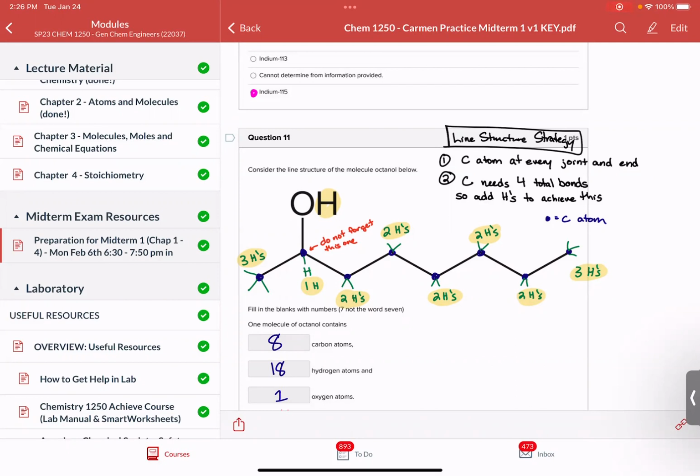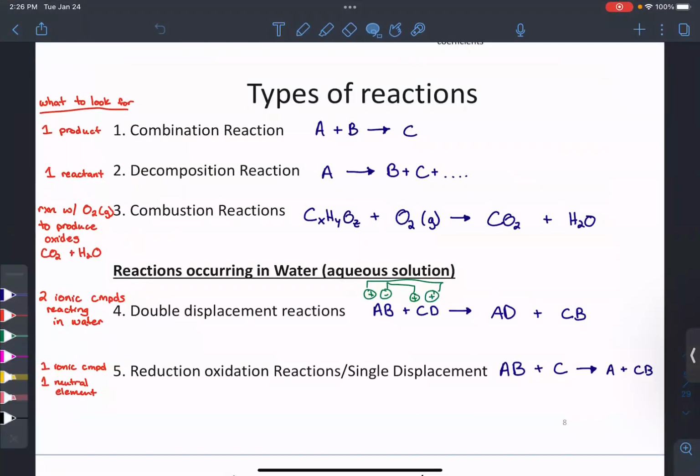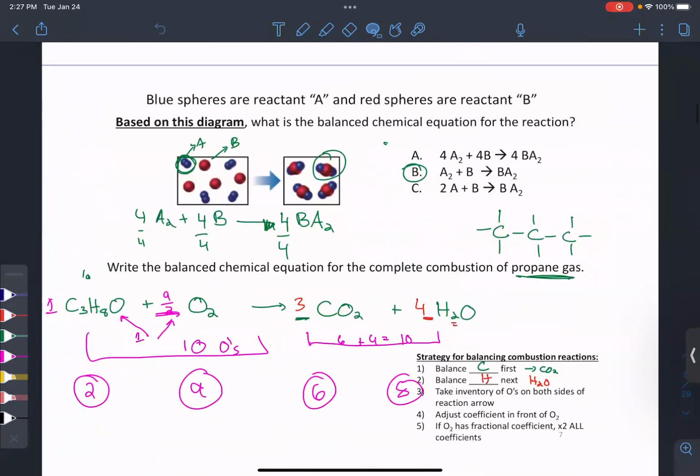Okay. So let's go back to Chapter 3, where we're on chemical reactions. We're going to learn more about the mole in a minute. The idea here is we have 5 different types of reactions that I want you to know what to look for. In this section, we're balancing chemical reactions. We talked about balancing chemical reactions here. We looked at this particle diagram.